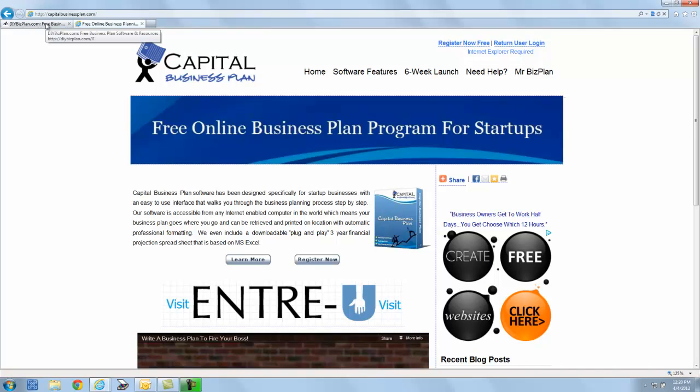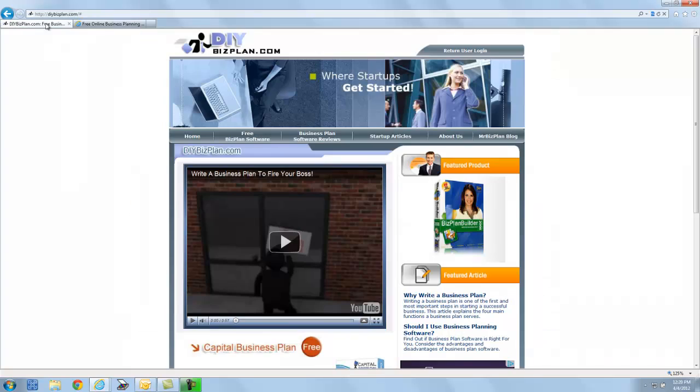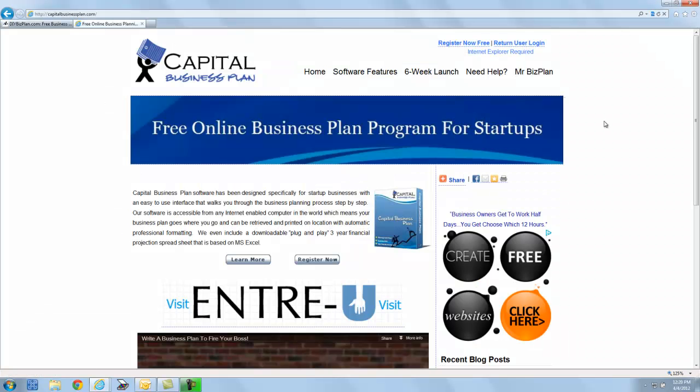Just so you know, both sites take you to the same free business planning software. So once you go to either site, on the top right hand of the page you'll see a button for user login. On the Capital Business Plan site, it's up here on the top right hand side also. As a note, the software requires Internet Explorer for use. That's because the text editor is not compatible with other browsers.